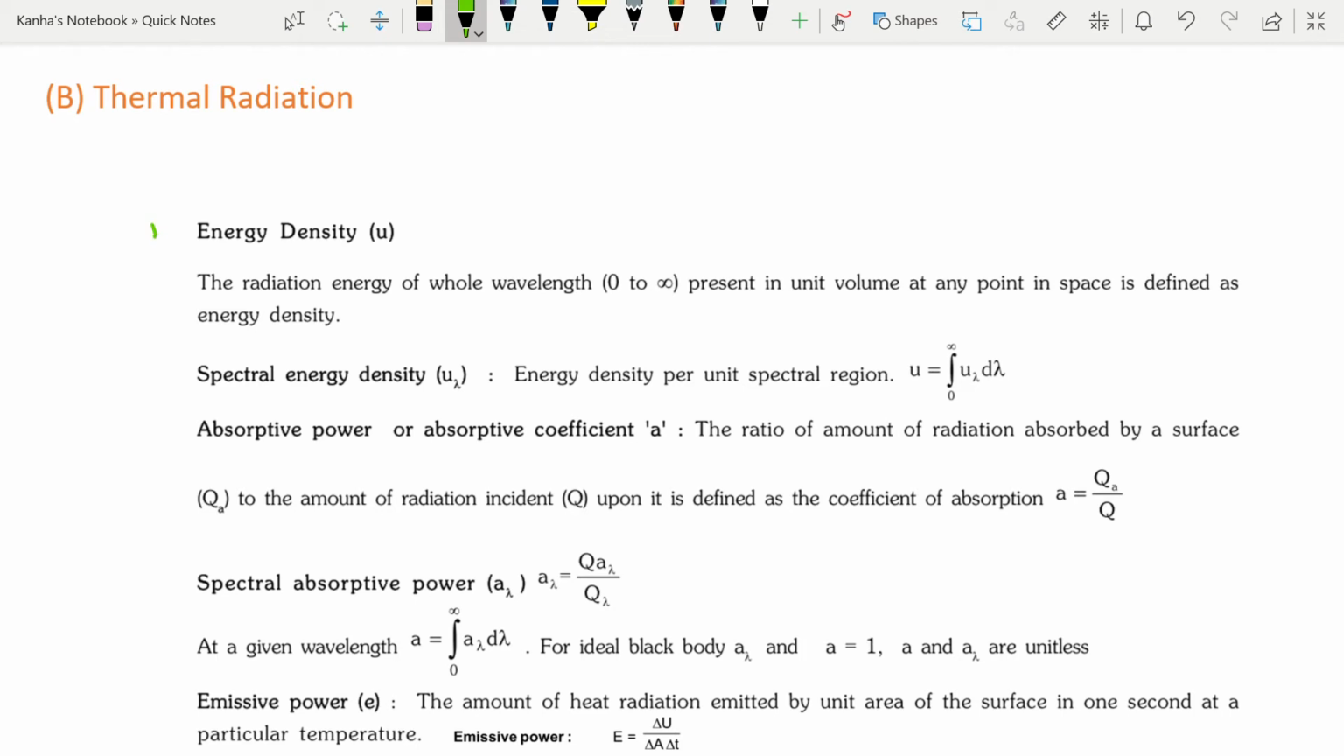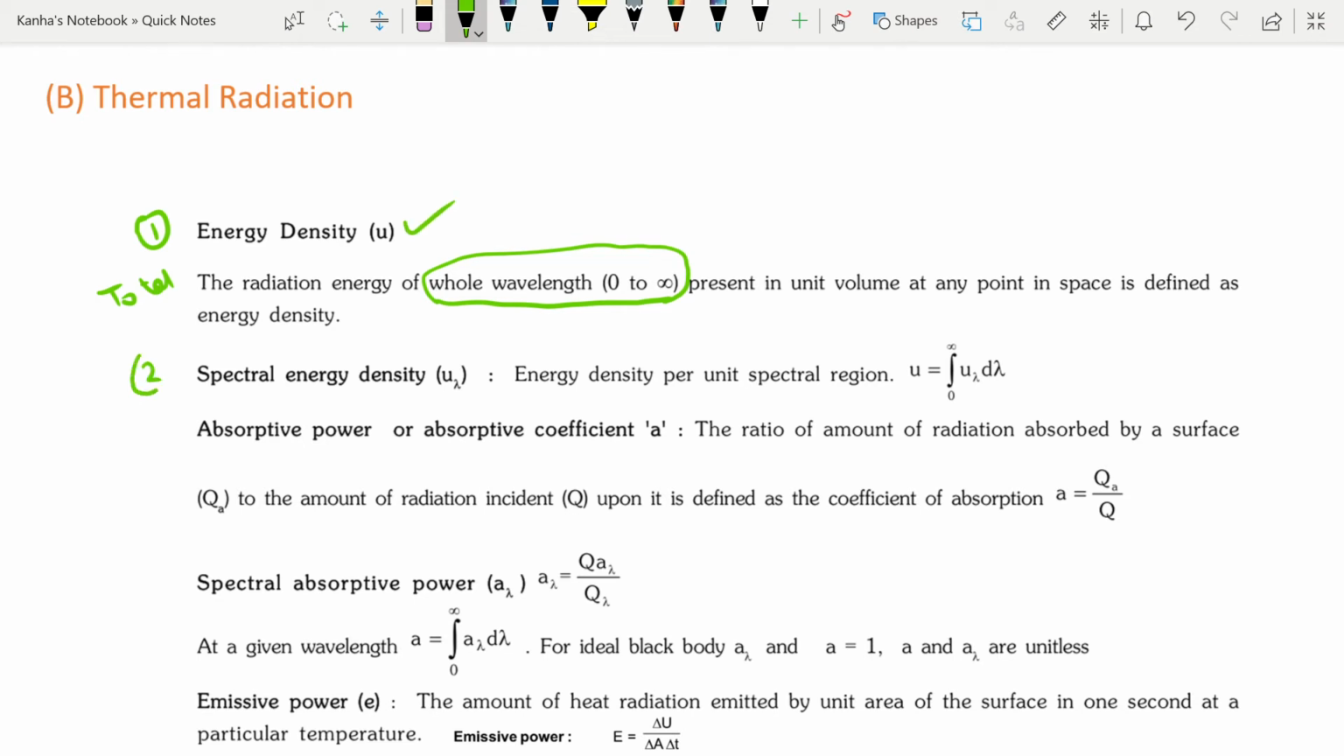The first one is that of energy density. Energy density, as the name suggests, is energy per unit volume. So what this means is, it's the radiation energy of the whole wavelength. What do you mean by whole wavelength? Of whatever wavelengths of radiation are there inside the volume. So the total radiation energy present in unit volume at any point in space is defined as the energy density. It will be known as U.